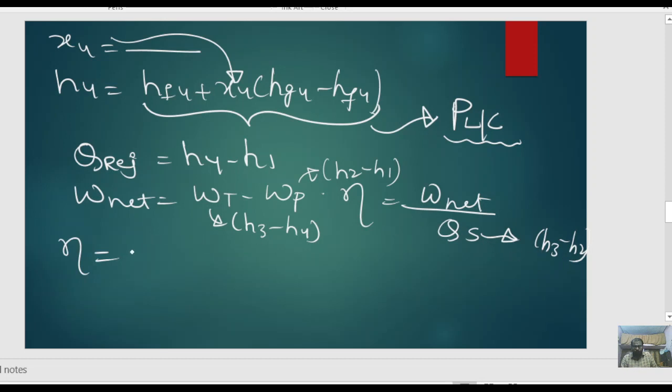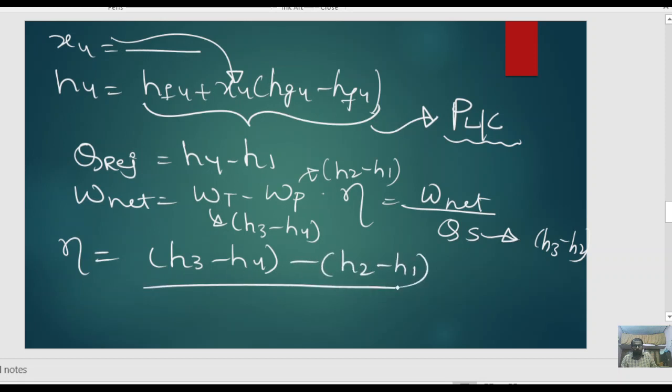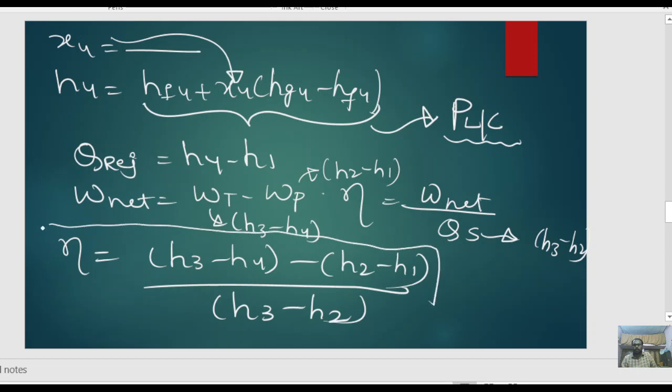Okay, now we have to write Q net. Turbine work minus pump work means H3 minus H4 minus H2 minus H1, divided by Q supplied. What is the Q supplied? Means heat supplied, H3 minus H2. This is all about the efficiency. In the problem, you have to find efficiency. Remember, this is all about the analysis of the Rankine cycle.